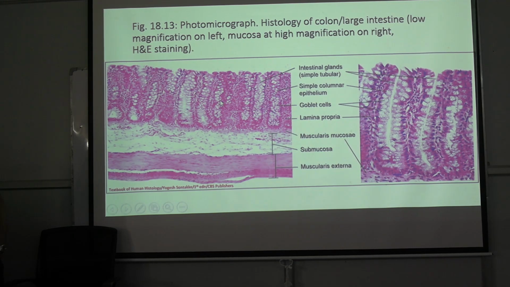These white dots, as you are seeing here, are mucus secreting goblet cells. They are plentifully found in this region, and a remarkable feature is that there is no bulging up. So, only downward invagination is there. This is the crypt of Lieberkühn which is present in the large intestine.